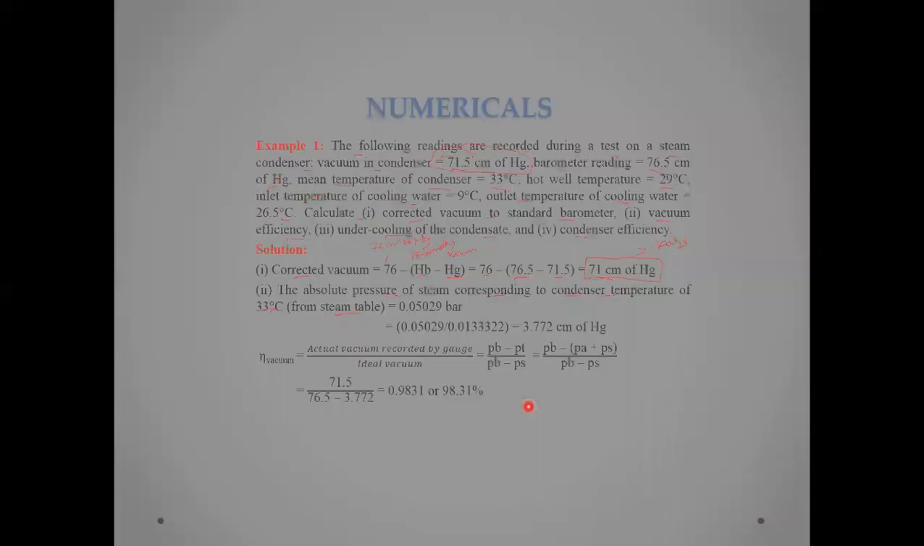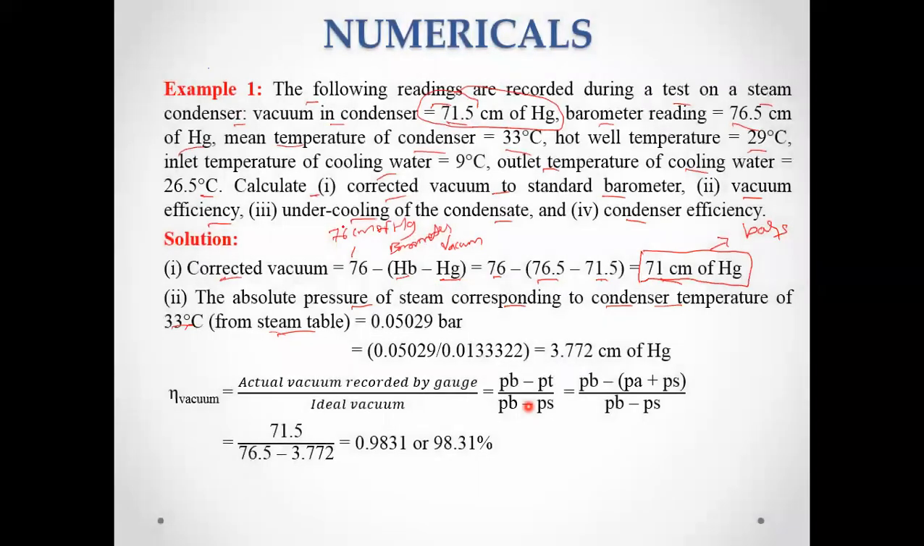In this way, from the steam table, what we are getting is the pressure, that is nothing but the saturation pressure. Now it is in terms of bar, so I have to convert it in terms of Hg. Normally we know that 76 centimeter of Hg is equal to 1.01325 bar.